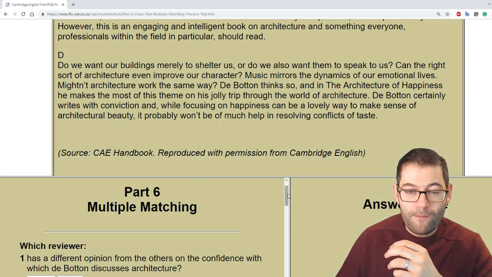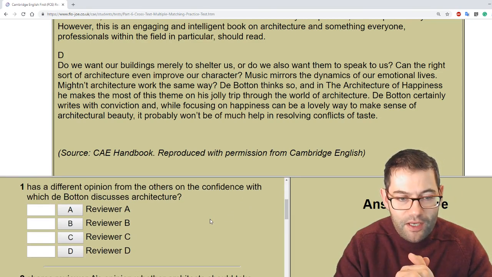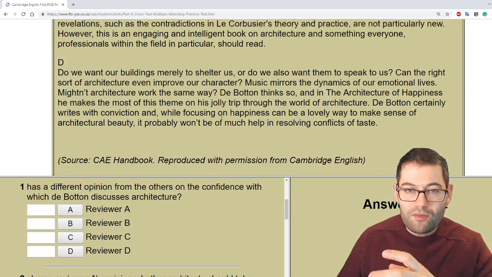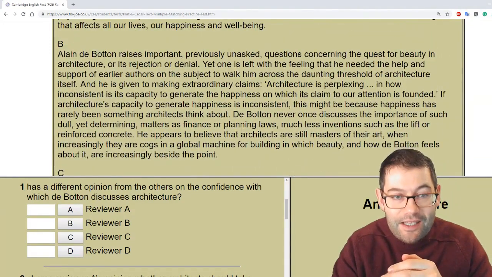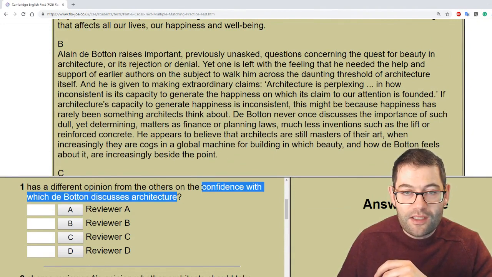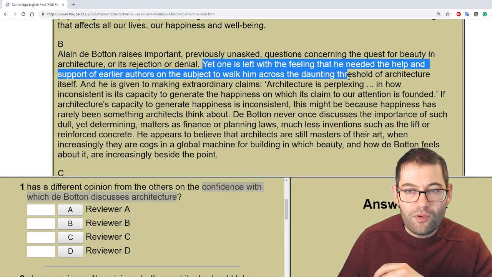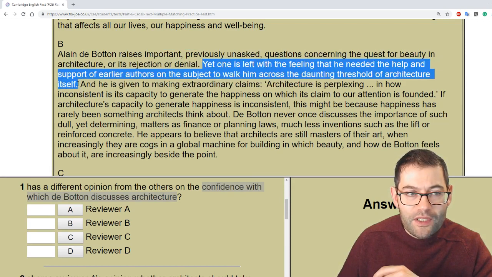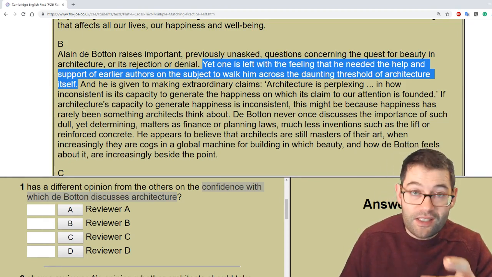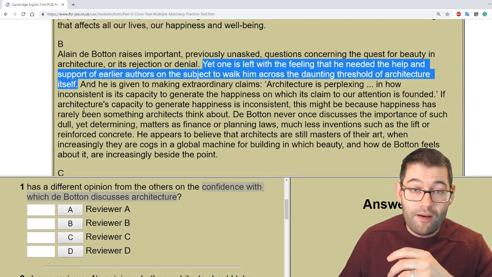And indeed, for question number 1, it is a mood question: which reviewer has a different opinion from the others on the confidence with which de Botton discusses architecture. So because B stands out as being negative, well, let's start off there. And the link to confidence and discussing architecture we can see here. It says one is left with the feeling that he needed the help and support of, let me just highlight that there, to walk him across the daunting threshold of architecture itself, which rather suggests that de Botton didn't have the confidence and that he needed help and support to talk about architecture.